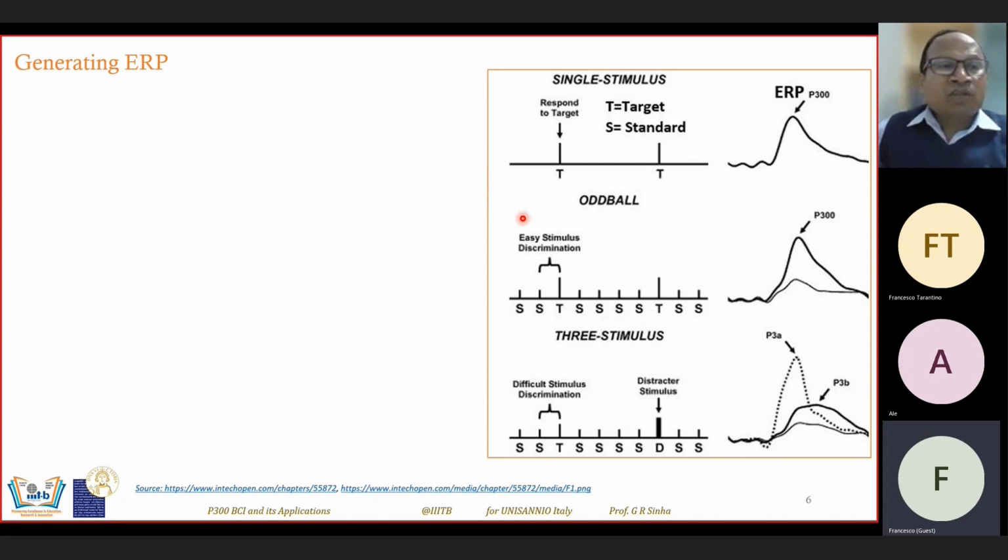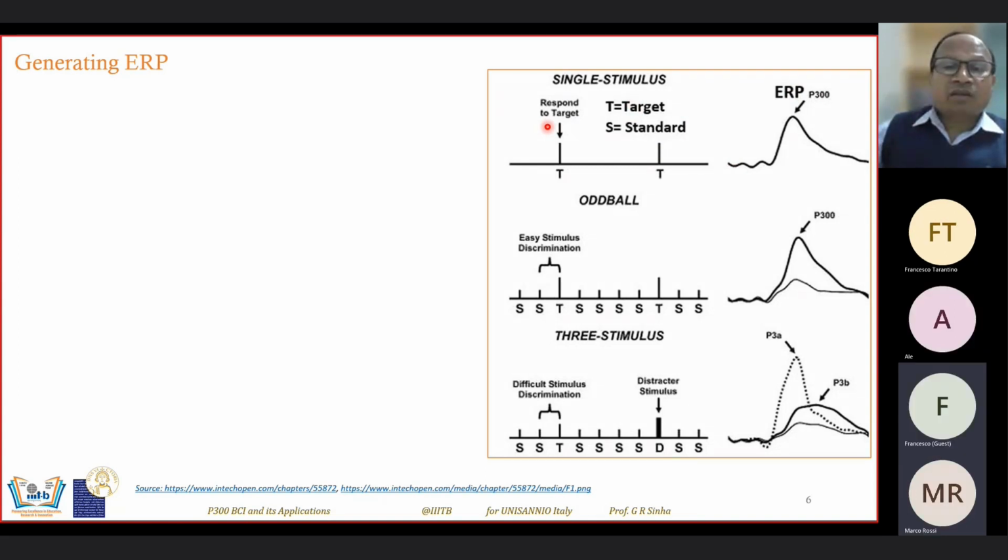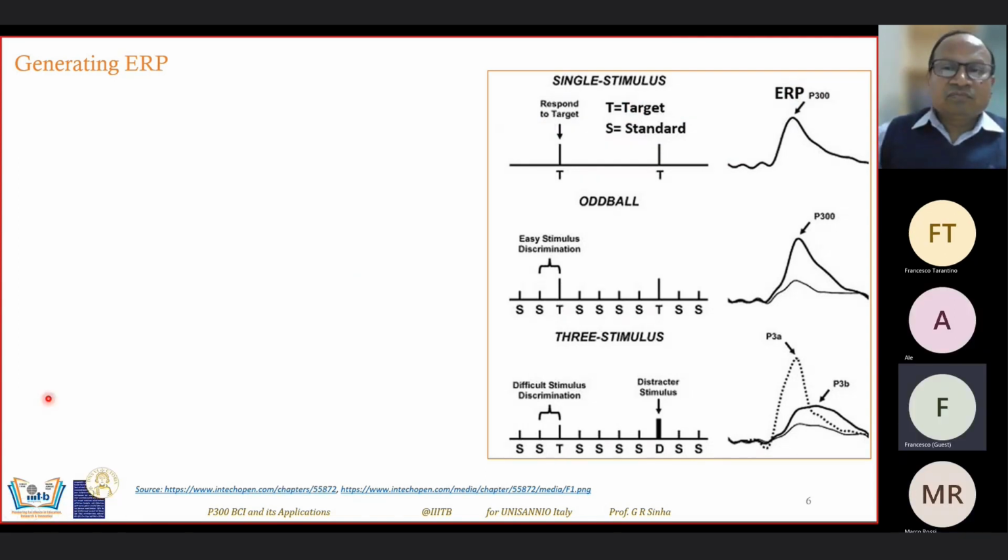So you see here, generating the ERP. How do we generate the ERP? There are two or three mechanisms which we are going to talk about in detail in coming slides. Like you see here, T is a target, S is a standard, and the ERP is generated, the response to the target. This is very interesting for P300. Look at here, ERP 300. There are two things: single stimulus, where one is the response to target and another is the standard.